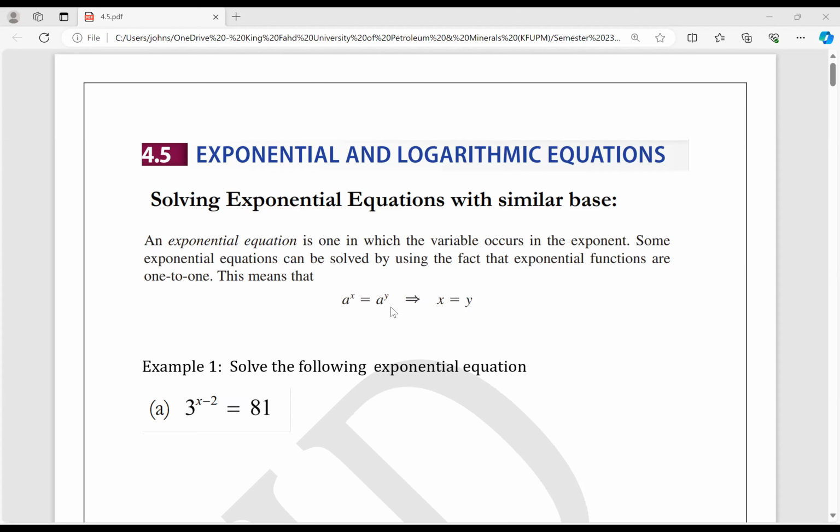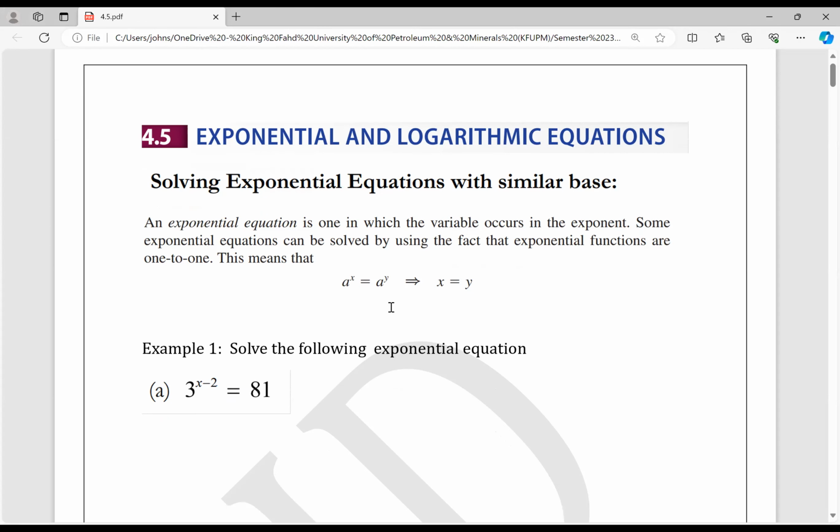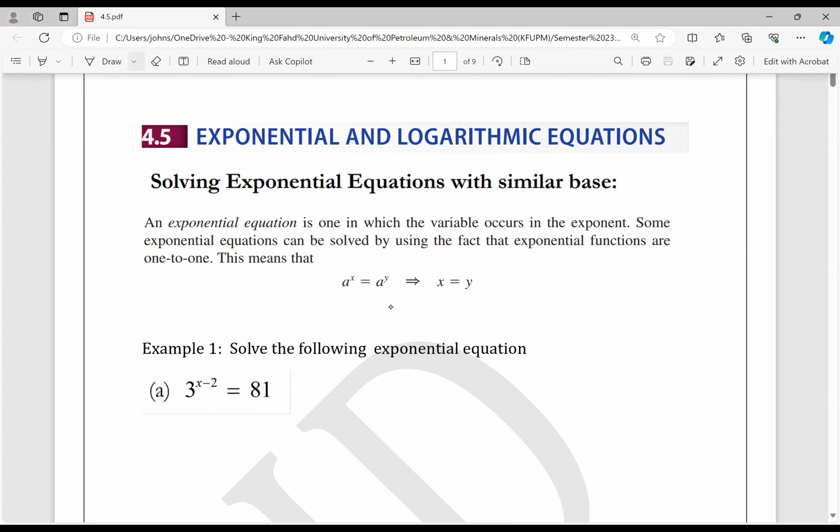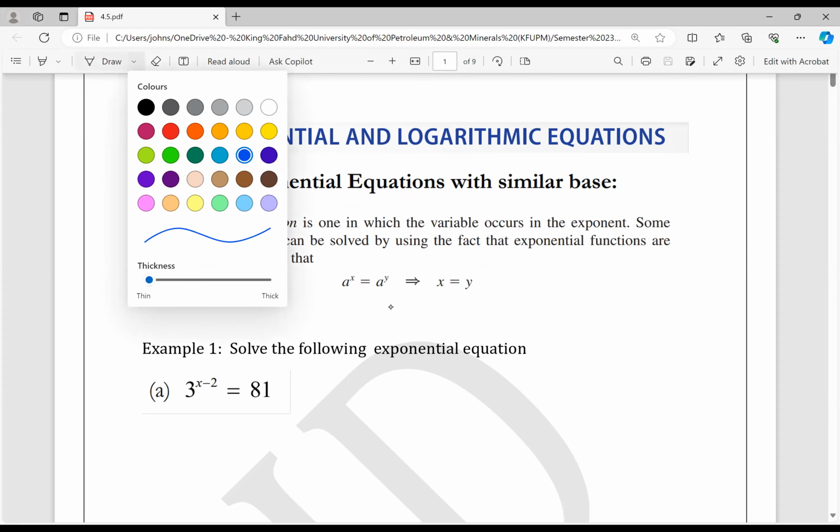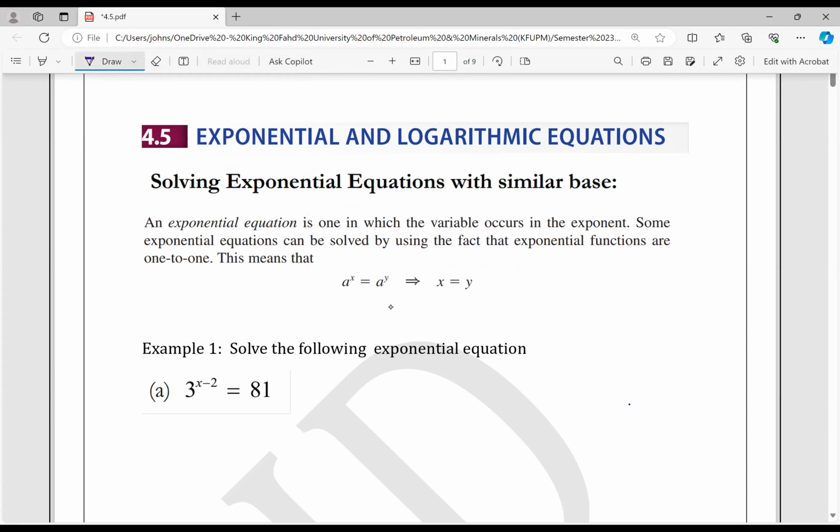Hello viewers. This video is about section 4.5, exponential and logarithmic equations. How do we solve an exponential equation, or how do we solve a logarithmic equation? That is what we'll be discussing here.